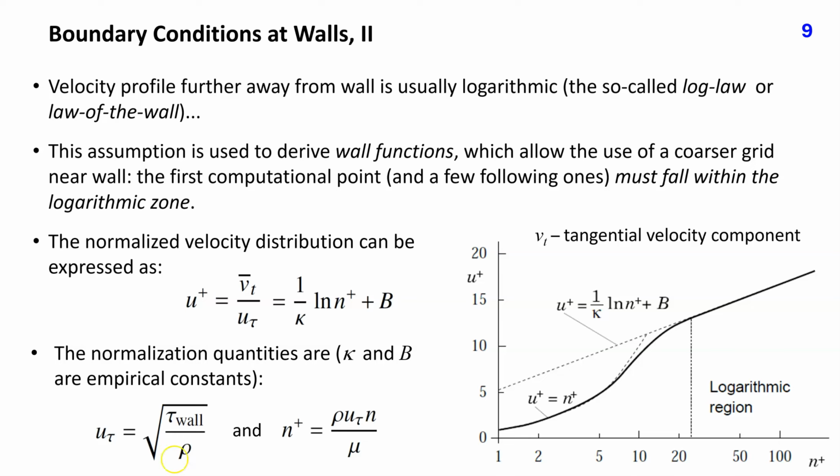N plus is the dimensionless distance from wall. It looks like a Reynolds number defined with shear velocity u tau and wall distance n. Note that in literature, y is usually used instead of n to denote the distance from wall, which is the legacy of early two-dimensional studies. This plot shows the normalized near-wall velocity profile with the linear subrange up to n plus approximately 5, the buffer zone, and the logarithmic range started at about n plus equal 30.